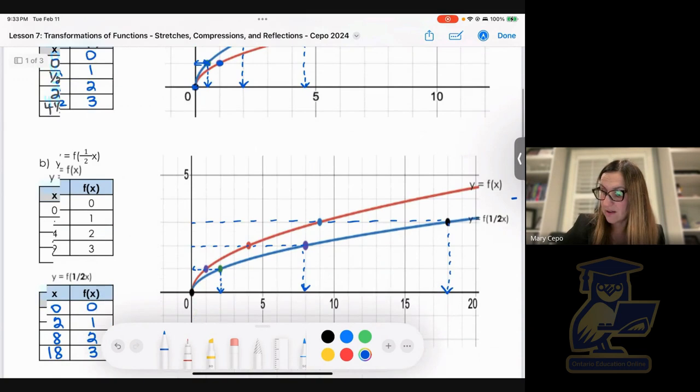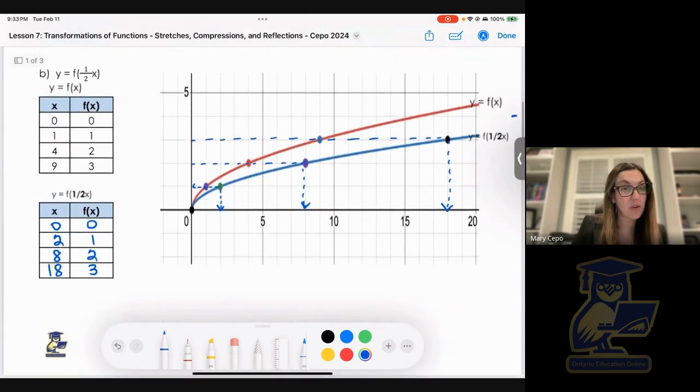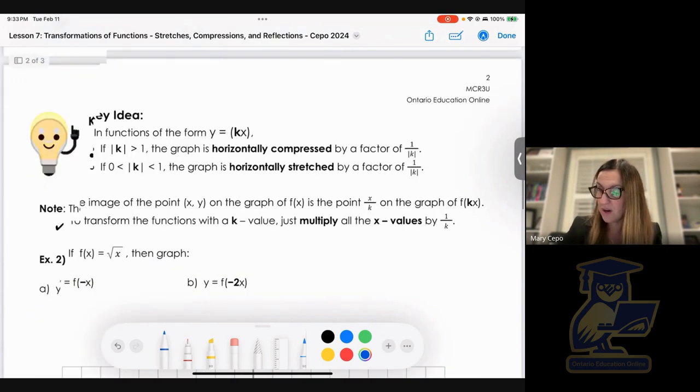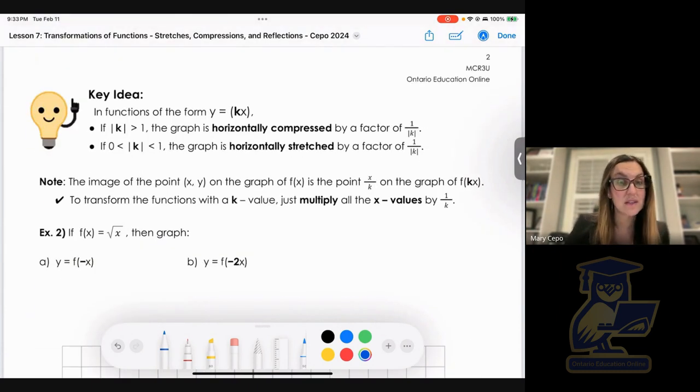Likewise, when we observe the graph of y equals f of x compared to y equals f of 1/2 x, the graph was horizontally stretched by a factor of 2. Each of those x values were multiplied by 2. So looking at those key ideas in functions of the form y equals f of kx, we observed when k was greater than 1, the graph is horizontally compressed by a factor of 1 over k. And that's really important. That scale factor is that number we kept multiplying the x values by.